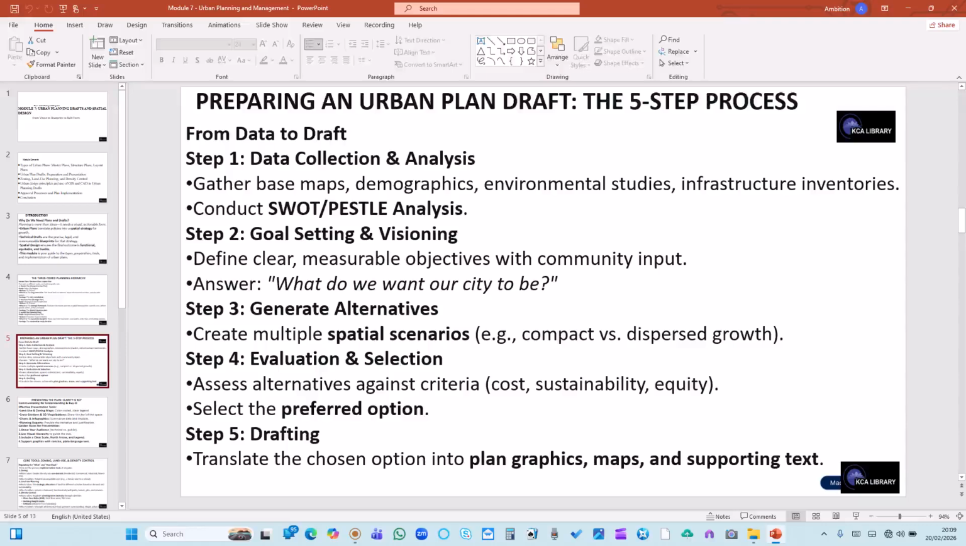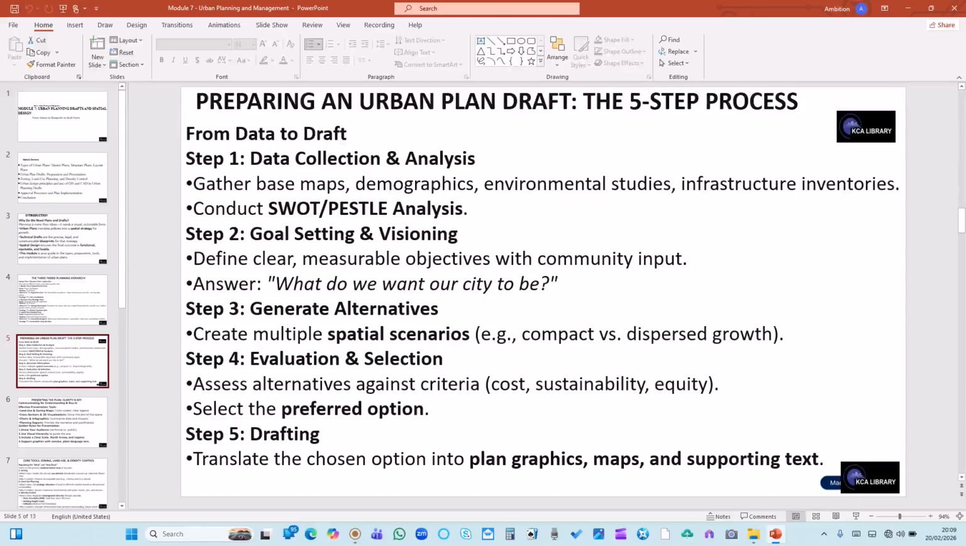It also involves the use of SWOT analysis, which involves the analysis of strengths, weaknesses, opportunities, and threats that exist, as well as the use of PESTLE analysis, which involves the use of political, economic, social, technological, legal, and environmental forces that influence the plan.